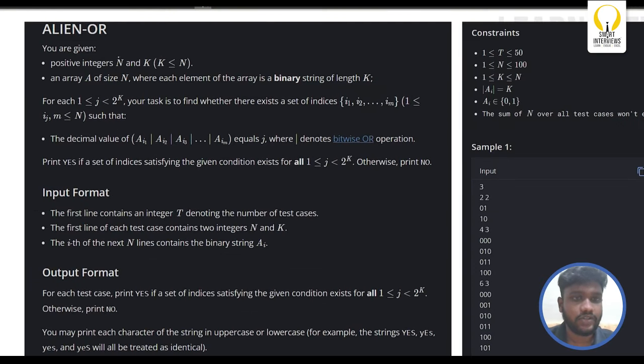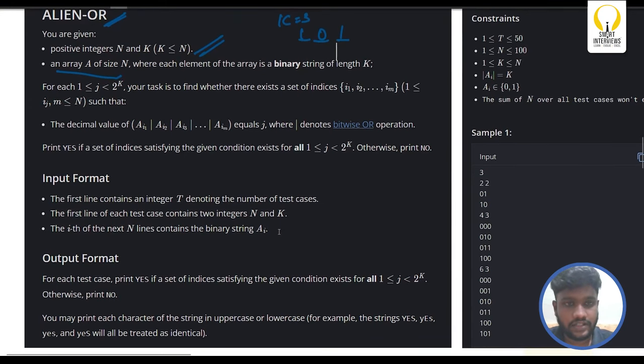Let's start with the third question in Div 3. The question is called Alien OR, and let's go through the question first. We are given two integers n and q, and we have an array of size n where every integer is a binary string of size k. So if k is 3, we have n elements and all of them are binary strings of size k.